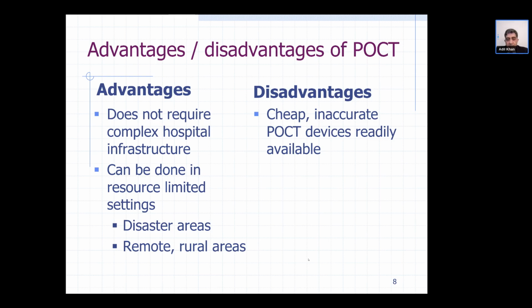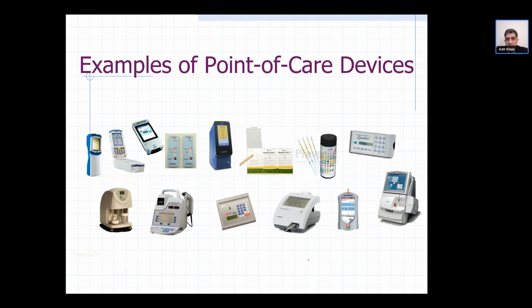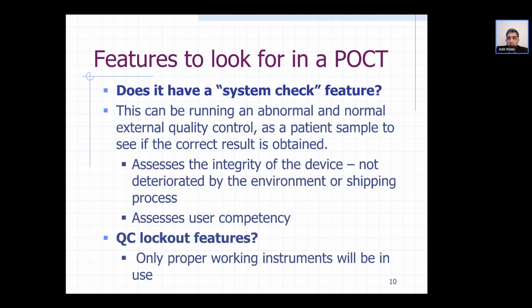These are some of the different types of point-of-care tests. Often they're very portable. You can hold them in a hand, or you can put them on a small bench. Some of the features that you need to look for in a point-of-care test is, does that system or device have a system check feature? What I mean by that is, is there a feature that allows you to make sure that the instrument or system is functioning correctly?